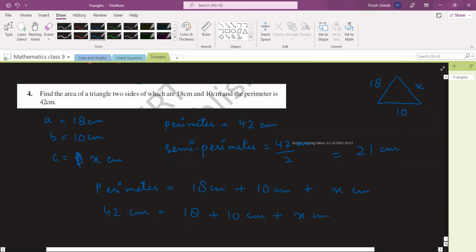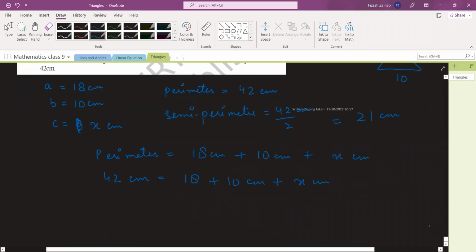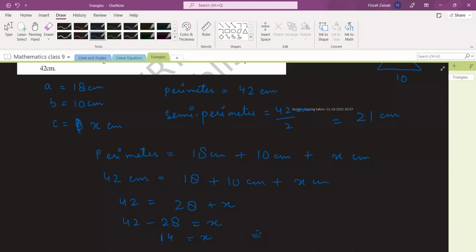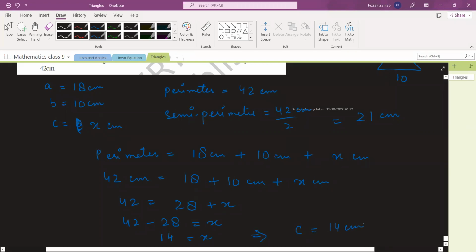So when you take centimeter common, it gets cancelled from both the sides. So you get 42 is equal to 18 plus 10 is 28 plus X, right? So 42 minus 28 is equal to X. How much is it? 12 minus 8 is 4 and then 3 minus 2 is 1. So 14 is equal to X. So that means your side C is equal to 14 centimeter. Is that clear?